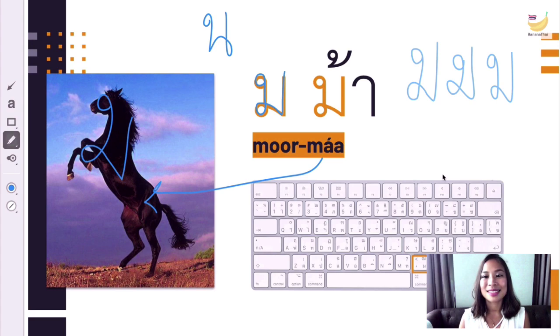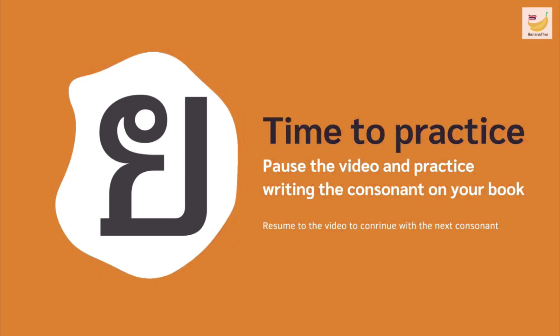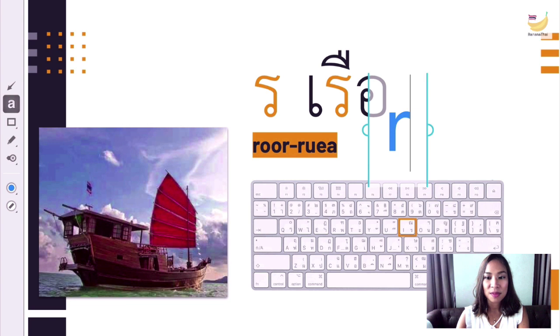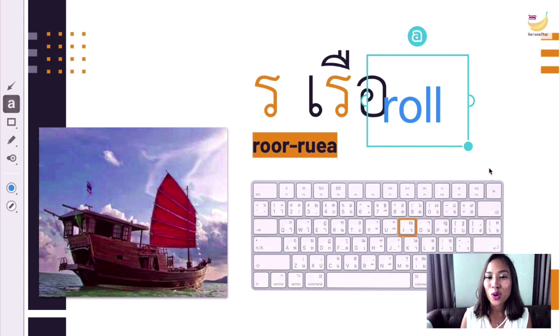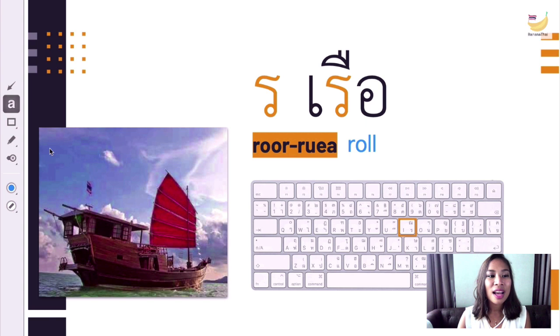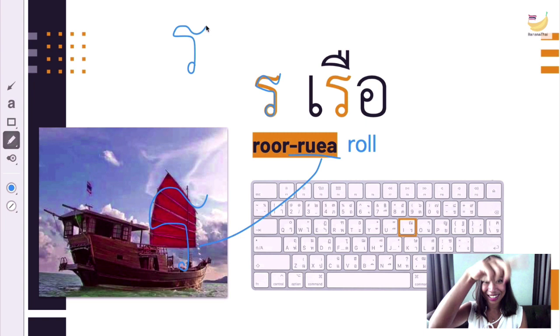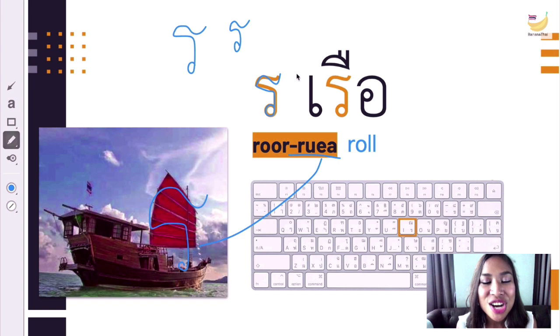See? Quite easy. Now the next one, รอเรือ. This one you have to roll your tongue. Roll, roll, roll the boat, that's why you have to roll the tongue as well. เรือ means boat. Write like this: start from the head up and then brup, with the head like roaring. รอเรือ, the boat, and รอเรือ is right here. Practice writing again: head comes up here and then brup.